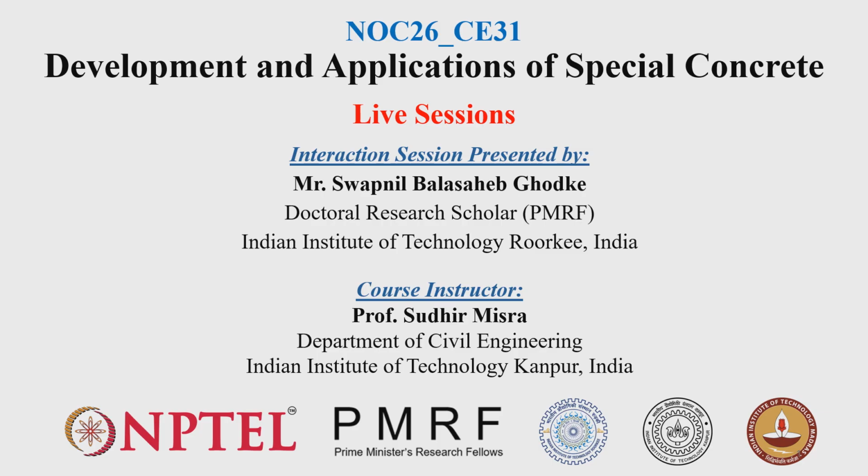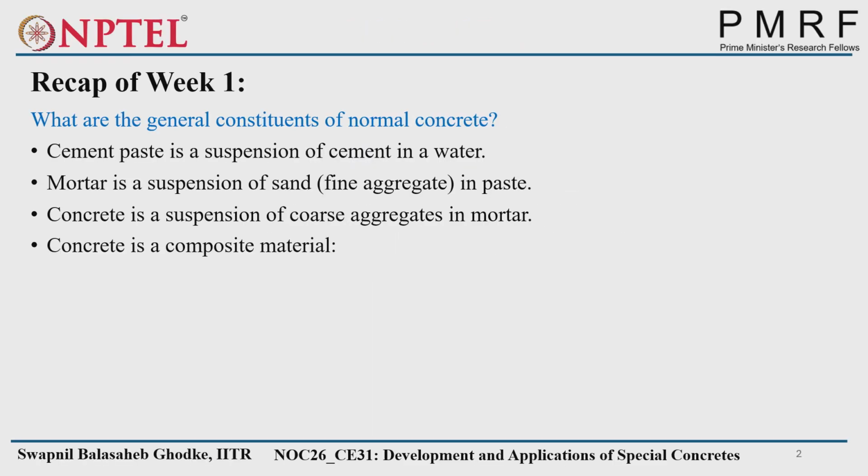First of all, I hope you all are going through all the lectures, and maybe some of them also calculated. So first of all, we'll see the recap of the week one lectures. What are the general constituents of normal concrete? Normal concrete is a non-homogeneous and very complex material. It needs to be flowable in the fresh state, and it needs to harden after some time to get sufficient strength. Cement is the primary binder material we are using.